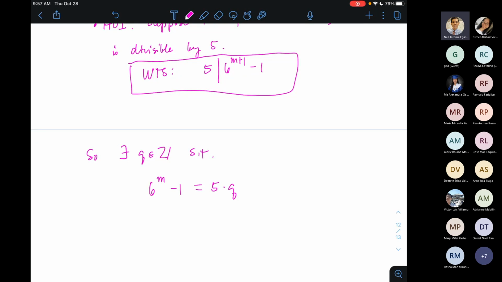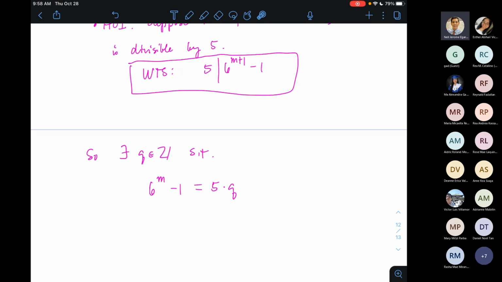Right? Ito yung alam natin. Now, paano ko makakapunta kay 6 to the power m plus 1 minus 1 mula kay 6 to the power m minus 1? Kailangan ko ng expansion para makarating dun sa 6 to the m para mapakita na divisible siya.